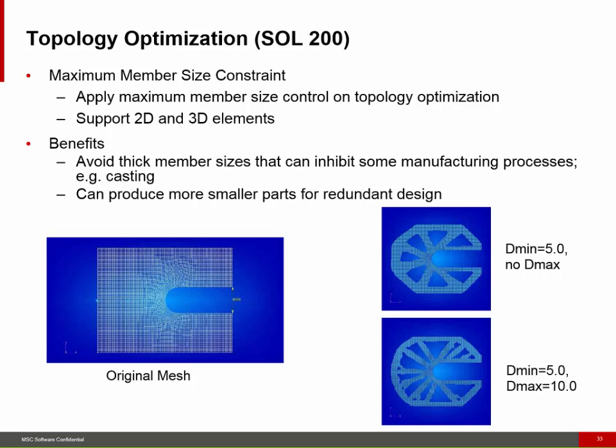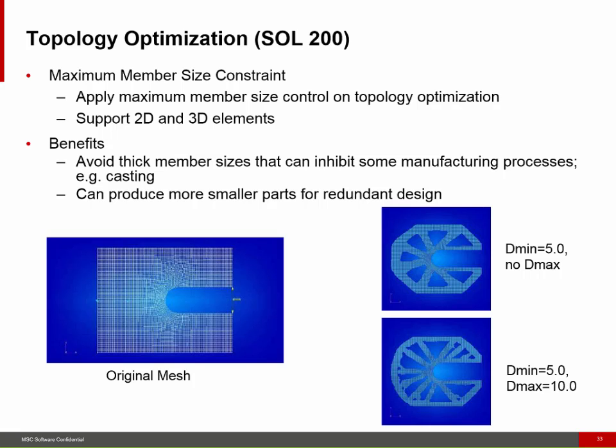Second addition to topology is a maximum member size constraint. So that's in addition to what we already have as a minimum member size constraint. We can now also add the maximum member size. This is useful in some manufacturing methods, where you now have the potential to generate a design from the topology optimization that can actually also be manufactured using, for example, casting, where you may have an upper limit on the thickness or the member size of some walls in your structure, for example.